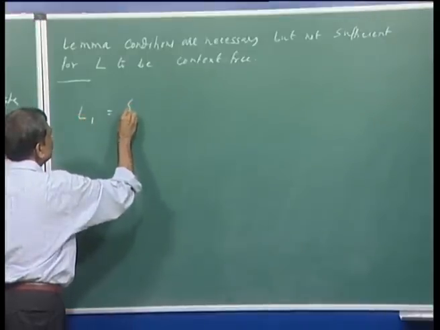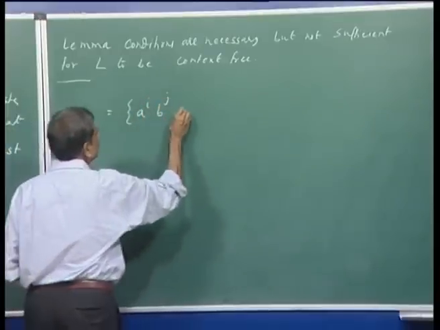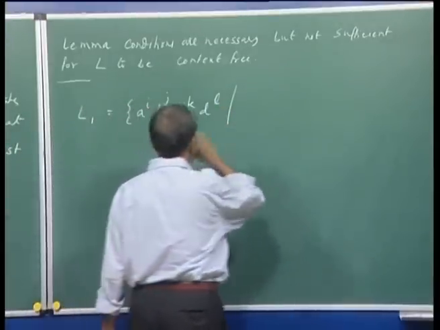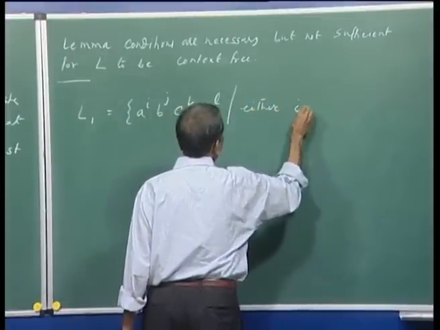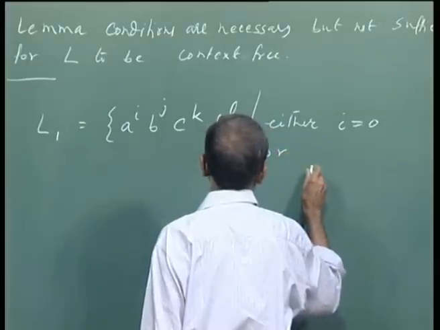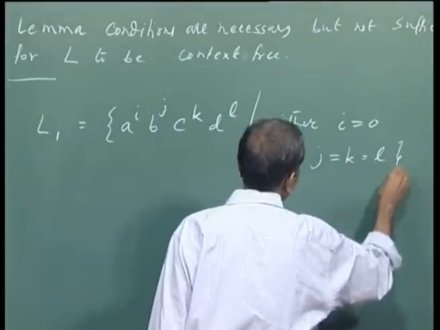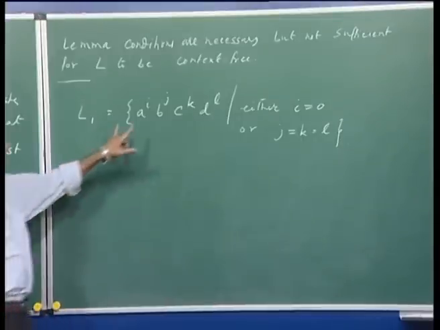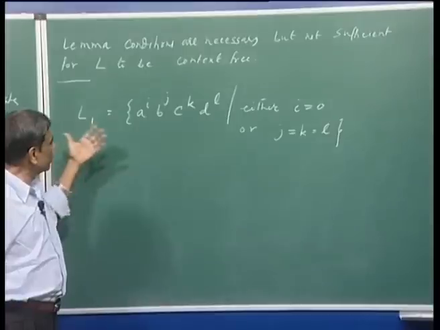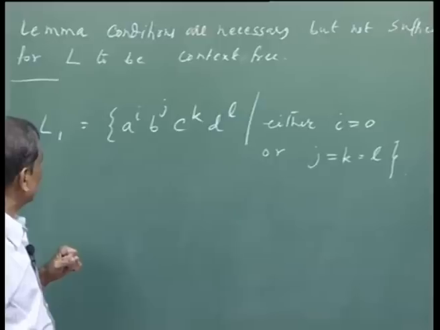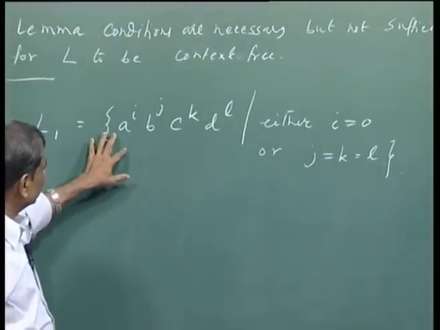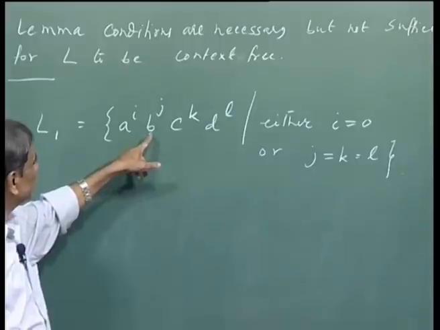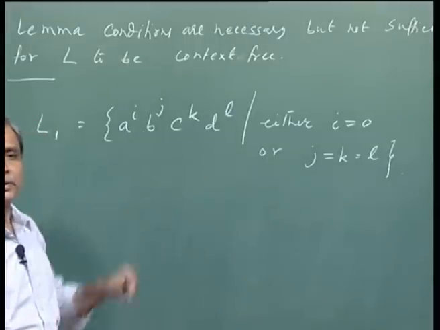L1 is a^i b^j c^k d^l such that either i equal to 0 or j is equal to k is equal to l. So, what it means is that firstly this language L1 has a string of A's followed by B's followed by C's followed by D's, where either there are no A's, or if you have a number of A's, then it must be the case that the number of B's is equal to the number of C's equal to the number of D's.